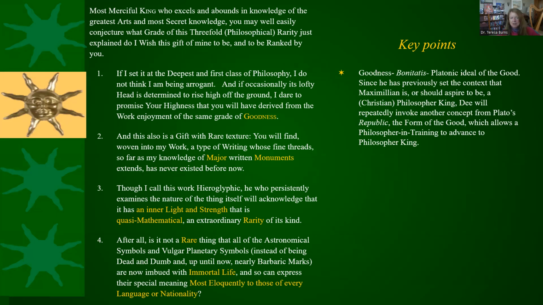Number 2, and this is also a gift with rare texture. You will find woven into my work a type of writing whose fine thread, so far as my knowledge of major written monuments extends, has never existed before now. By major work, written monument, he means a great philosophical work, and that implicitly is going to include works of geometry, works of grammar. If you remember the frontispiece, it looks like a big monument, 2 pillars.